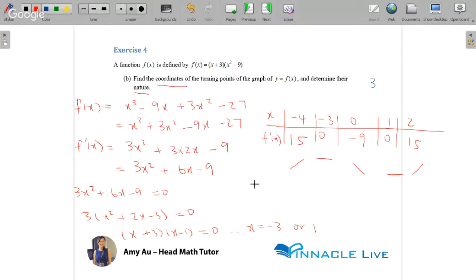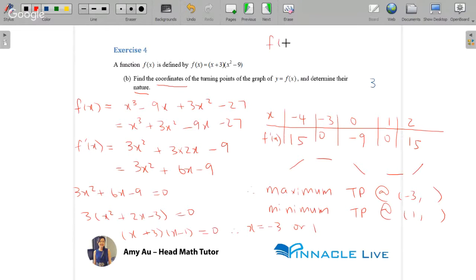So let's answer the question. We've got a maximum turning point at -3. So I'll fill out the y values next. And then we've got a minimum turning point at 1. Okay, so as mentioned before, to find the actual y value, you sub -3 into the original function.